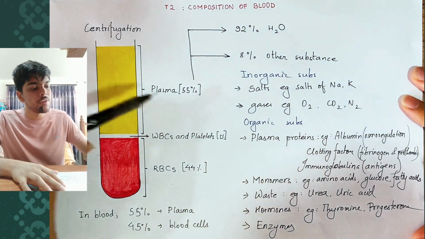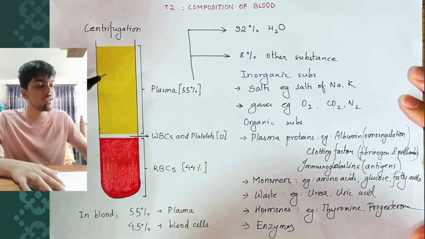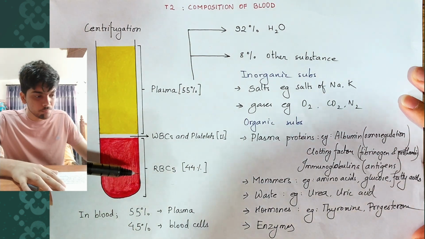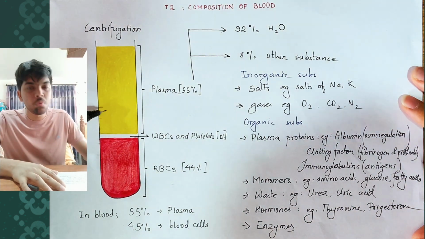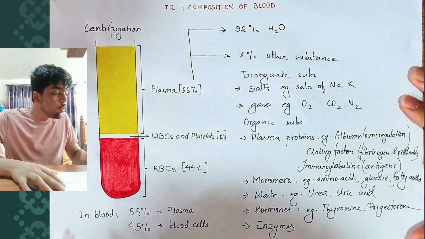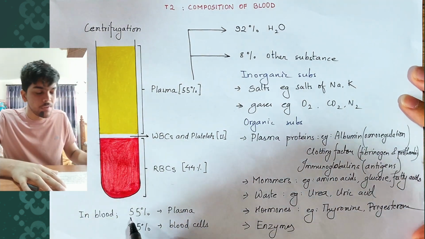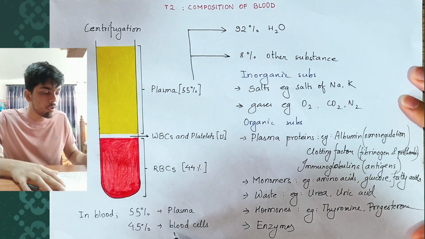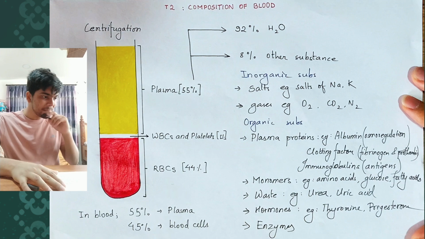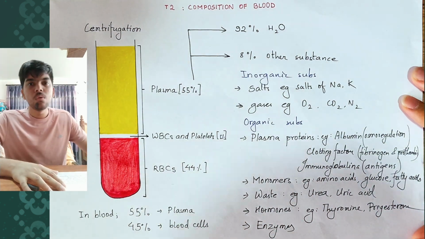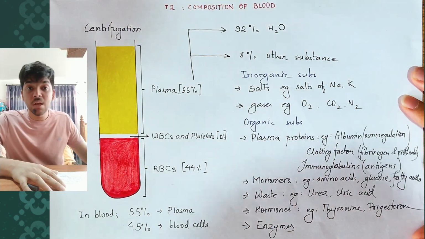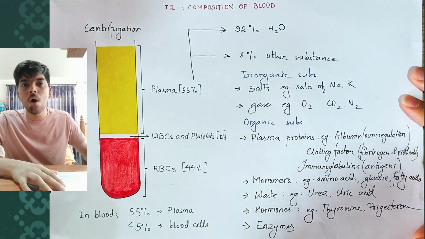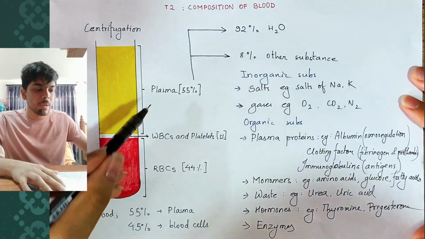In the test tube, there's 55% straw yellow colored plasma and the remaining 45% formed elements. Similarly, we can also conclude that in human blood as well, there's 55% plasma and the remaining 45% formed elements, also called blood cells. Okay, so now we know what the different layers are. What we are going to do now is study all these individual layers one by one, starting off with plasma.